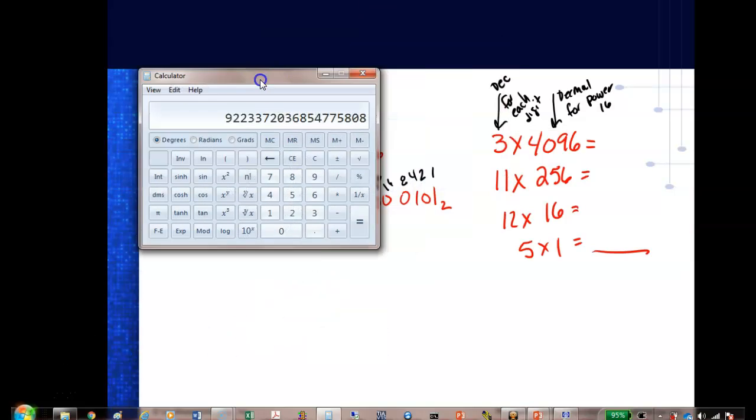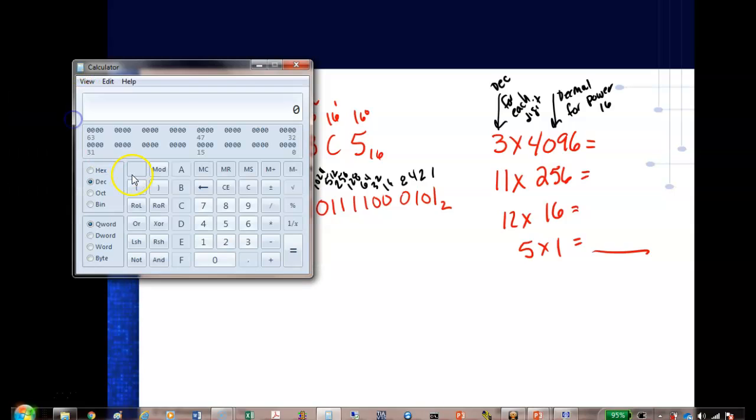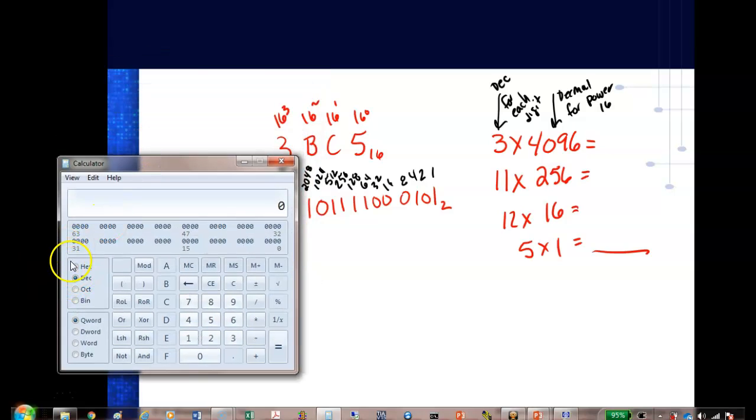What can I do on this thing? I can put it in what? I can put it in programmer. I can come up here and select a what? Select a base. Hex. I can enter the hex number 3BC5. And this gives me the binary already, but here's decimal. Here's what it looked like in octal, and here's what it would look like in binary.